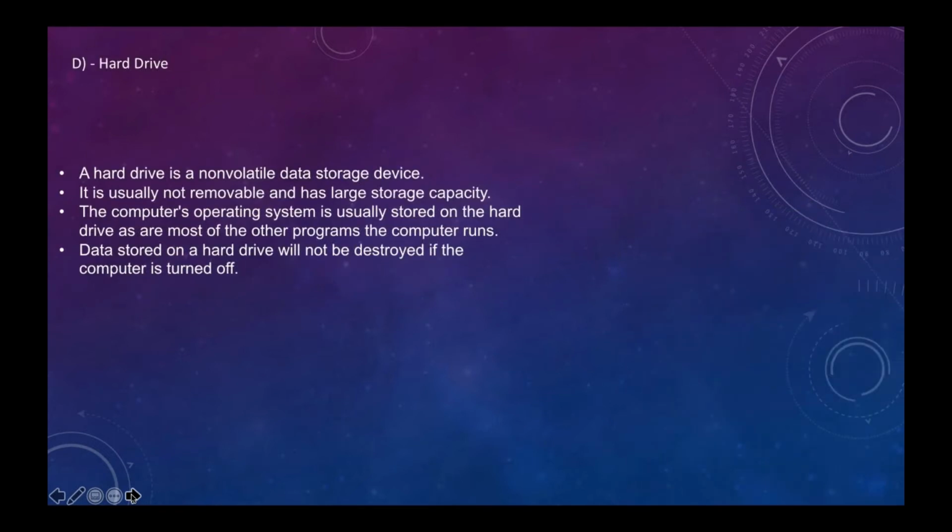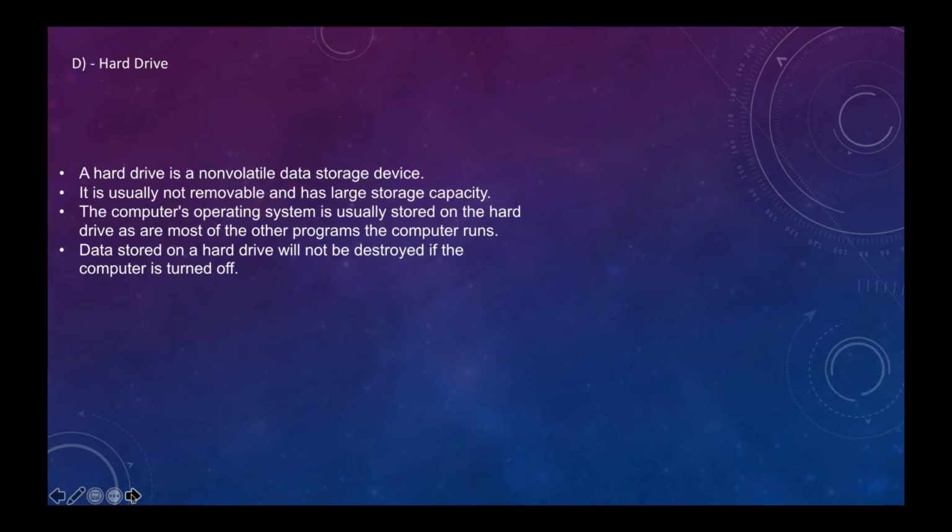And then you also have what is called the hard drive. The hard drive is a non-volatile data storage device. So this is where data is stored on a computer, and usually it is not removable. It has very large storage capacity for your computer. And most of the time, your operating systems are stored in the hard drive, and they operate from there.